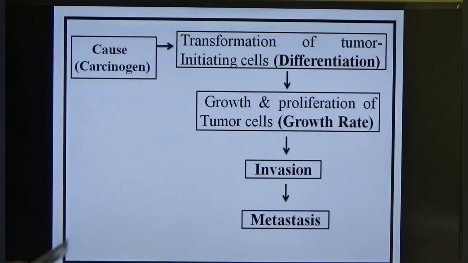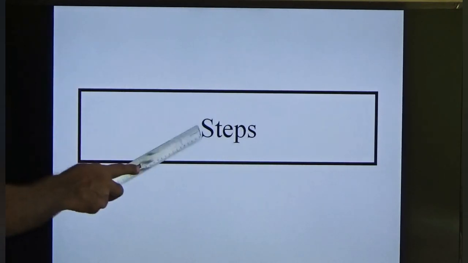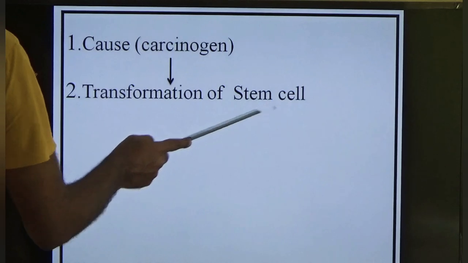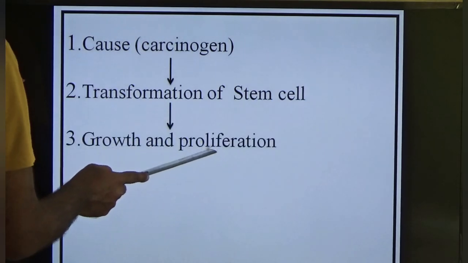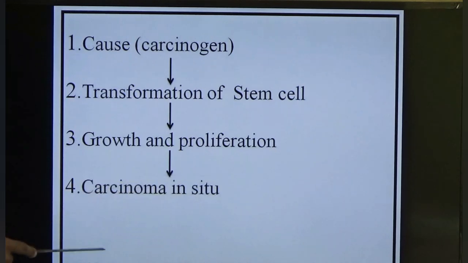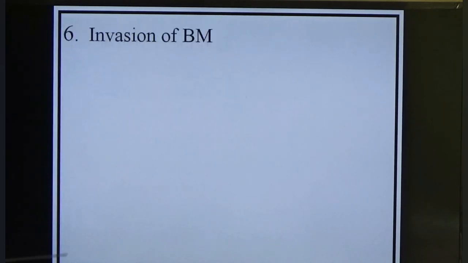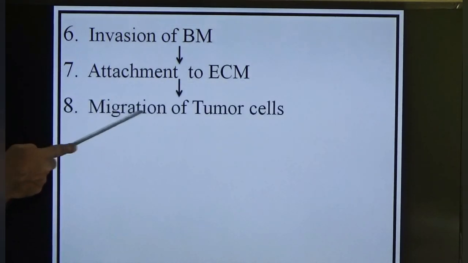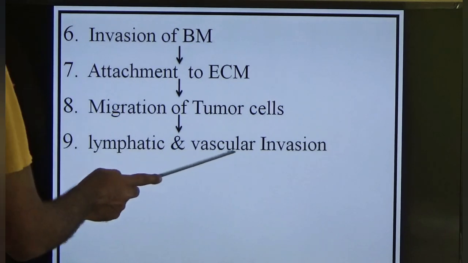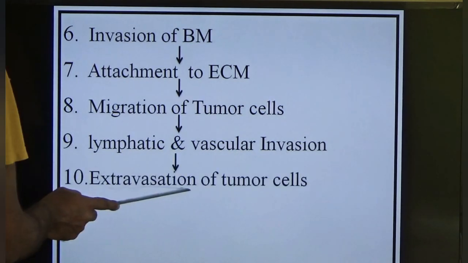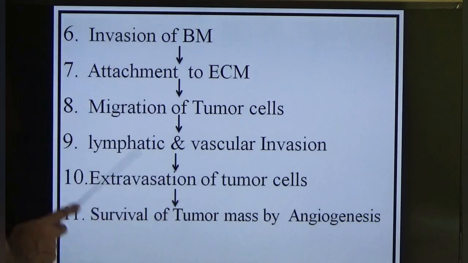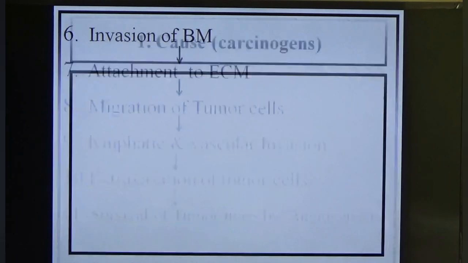Now we'll study the stepwise development of the tumor. There are 11 steps in total. Number one is the cause, which leads to transformation of the stem cells, which leads to growth and proliferation. Then carcinoma in situ, then detachment of the tumor cells, invasion of the basement membrane, attachment to the extracellular matrix, migration of the tumor cells, lymphatic and vascular invasion, extravasation of the tumor cell, and the last one, survival of the tumor mass by angiogenesis. If I tell it like this, you will not understand, so we'll study it with examples.